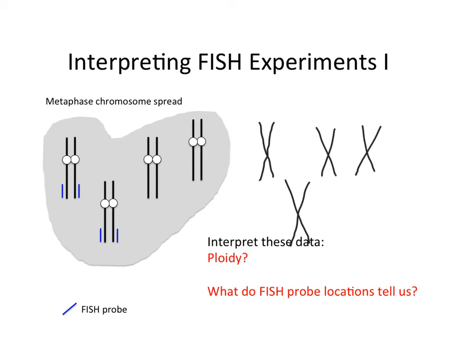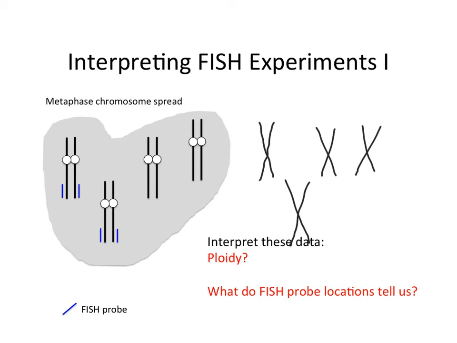What does the location of the blue FISH signals tell us about, what can we infer? What do we know now about the organism that this chromosome spread, this nucleus, came from? And that the two leftmost chromosomes are paired like that. Okay, so what's the ploidy of this individual? Haploid, diploid, tetraploid, does it have one copy or two copies or four copies?